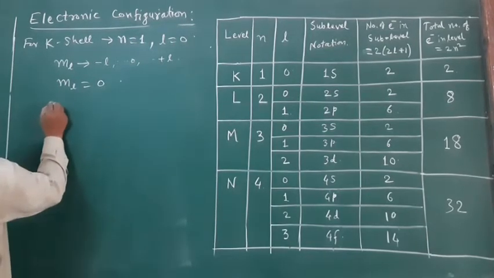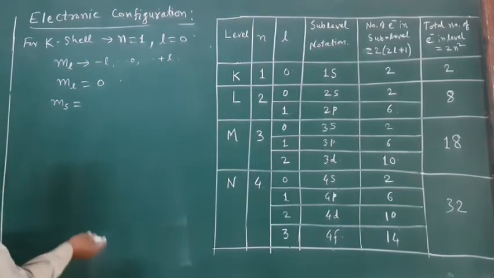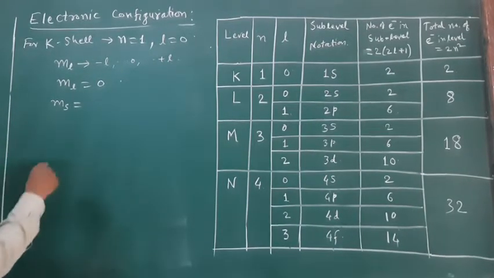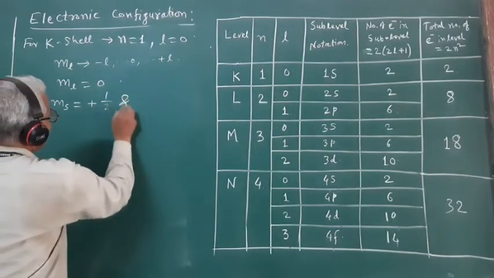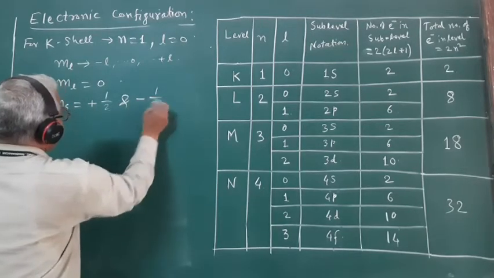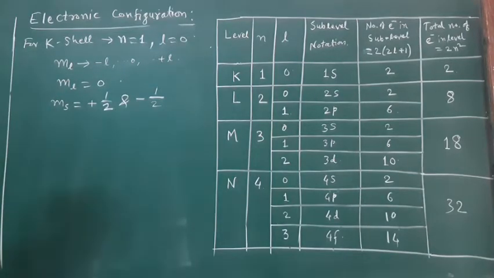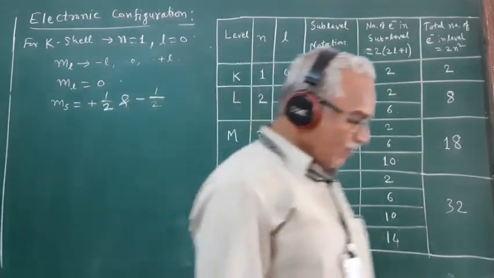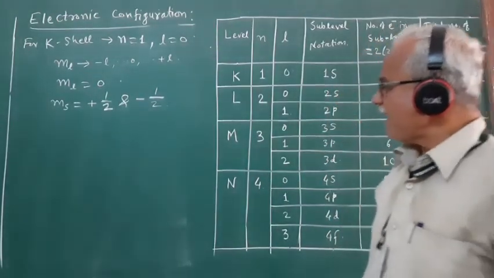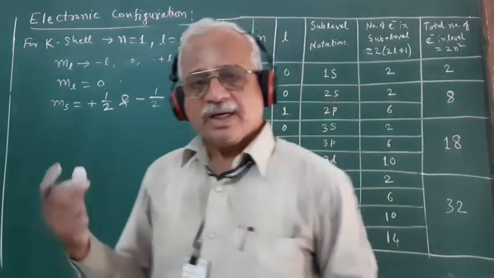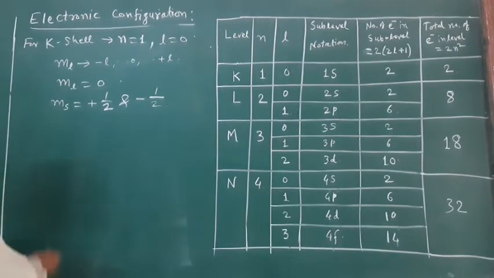And the values of ms, the spin magnetic quantum number, as we know well, are going to have only 2 possible values, and those 2 possible values are plus half and minus half. These are the only 2 possible values of ms. So, with these values of the 4 quantum numbers n, l, ml, and ms, what will be the possible number of sets of these 4 quantum numbers?